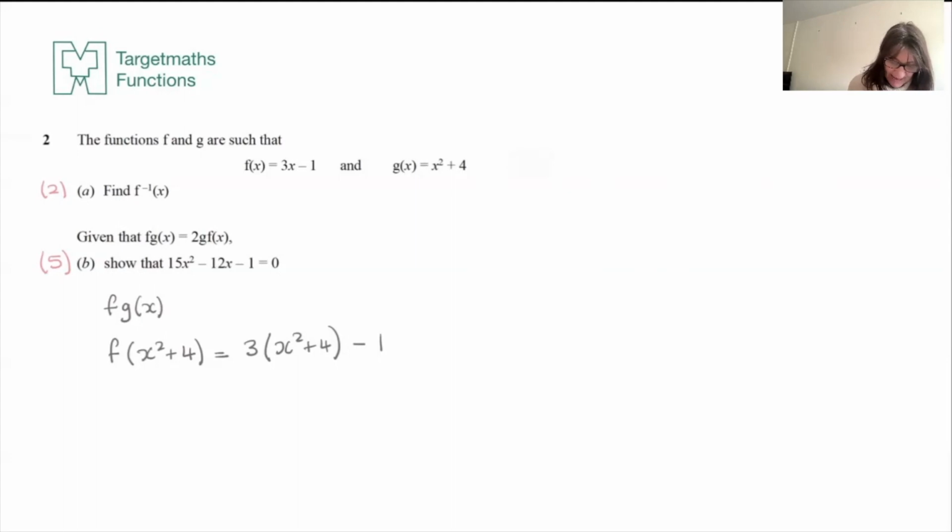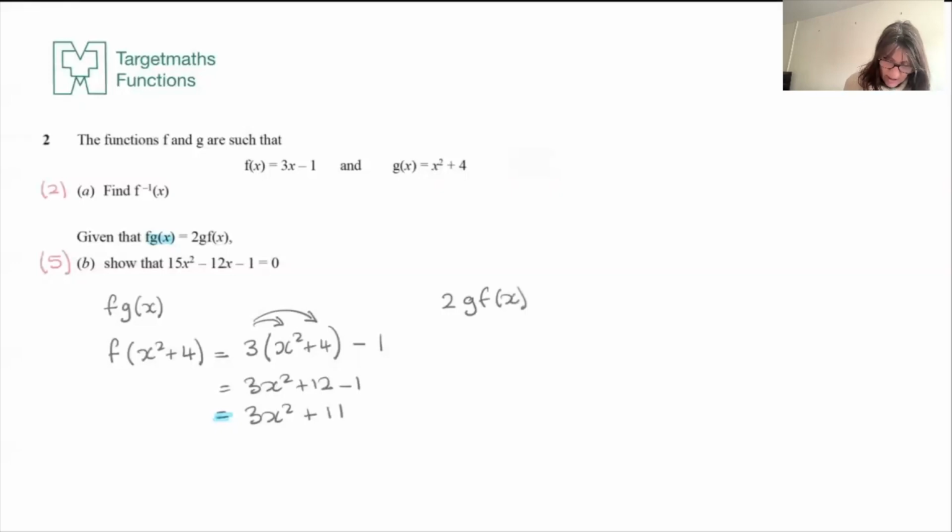I'm going to expand this. And it's going to give me 3x squared plus 12. And I've got my minus 1 on the end. And tidy it up, gives me 3x squared plus 11. I've now got to do it the other way round. I've got 2 lots of gf of x.